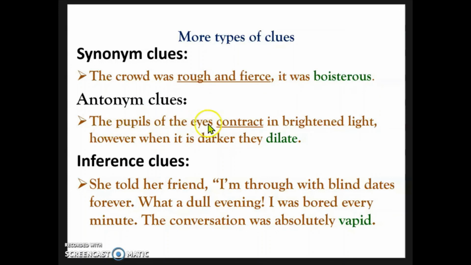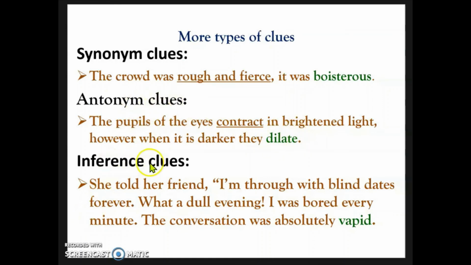The pupils of the eyes contract, they close in brightened light. However, the opposite happens when it is darker. So if they close in brightened light, what do you think they're going to do when it is darker? They dilate. So this gives us the impression that they open. It creates such a meaning and understanding in our minds.